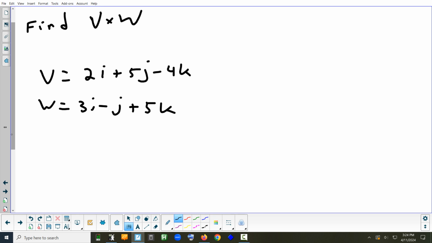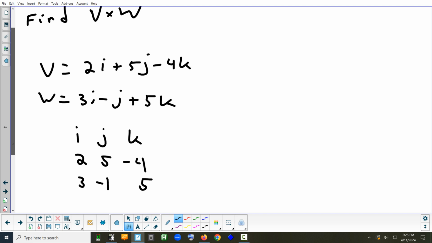You would do i, and next over would be j, k. And then what goes in the next row right below that? A1, A2, A3, or A1, B1, C1. In this case, those would be 2, 5, -4. And then the next one would be 3, -1, 5. Okay, and now what do we do?